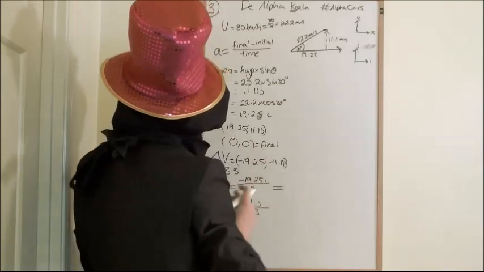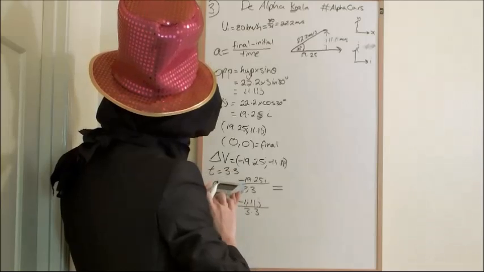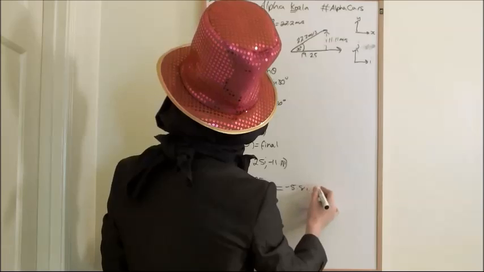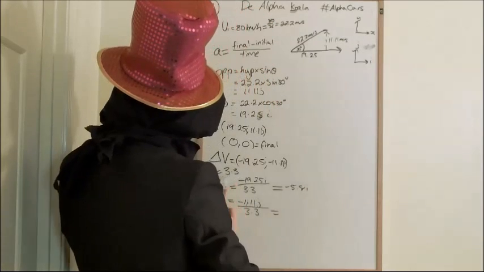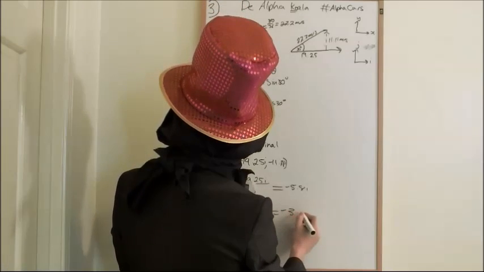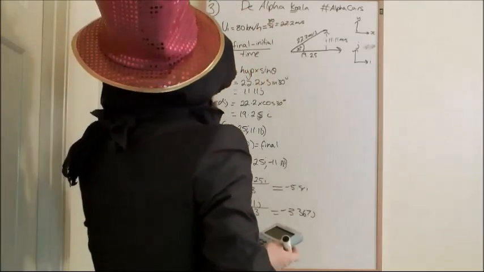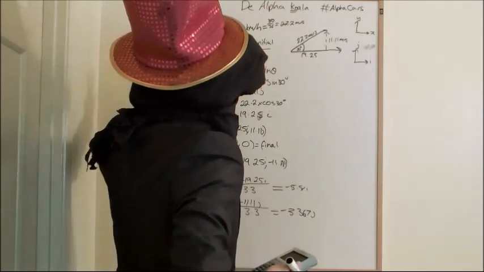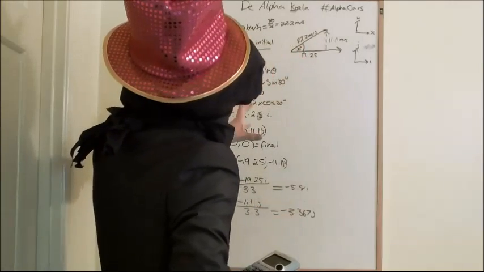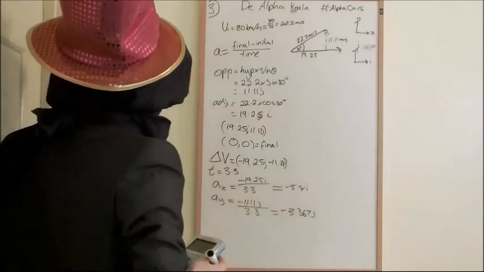Negative 19.25 divided by 3.3, if we just put that in, is going to give us negative 5.8 i, and 11.11 divided by 3.3 is going to be negative 3.367 j. So if we look at it, that makes sense because it was originally going with a positive velocity and it's slowed down. So it makes sense that the acceleration in each direction would be negative, because if it was a positive acceleration, obviously it would be going faster, not slowing down. So it makes sense that they'd be negative at an intuitive level.